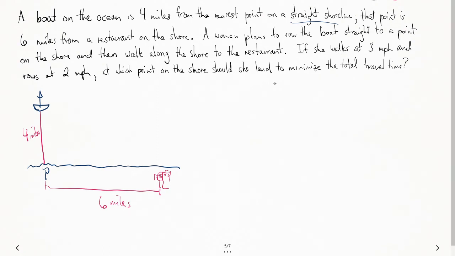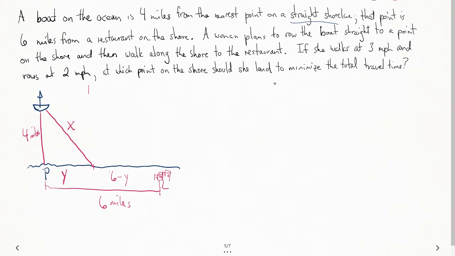So we don't know where the woman's going to land, but she's going to land somewhere. X will be this distance, and then that means we'll also have Y be this distance, and that makes this distance here 6 minus Y. Okay, so a woman plans to row the boat to a point on the shore and then walk along the shore to the restaurant. She walks at 3 miles an hour and rows at 2 miles an hour.